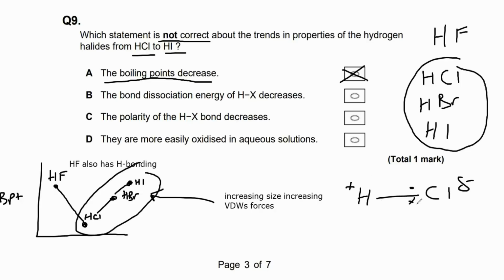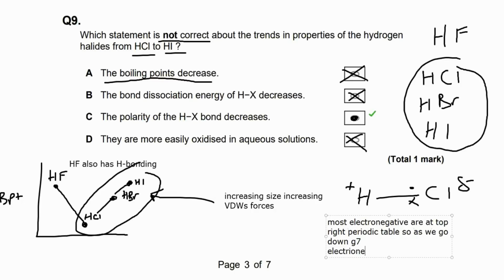If we actually look at the polarity of the bond, the more electronegative you are, the more polar your bond will be. We can see here that chlorine is the most electronegative out of those, so that's the correct answer. Remember, chlorine is pretty high up at the top right of the periodic table, and further right means more electronegative. As we go down the group, they become less electronegative, and so their ability to polarize bonds decreases.